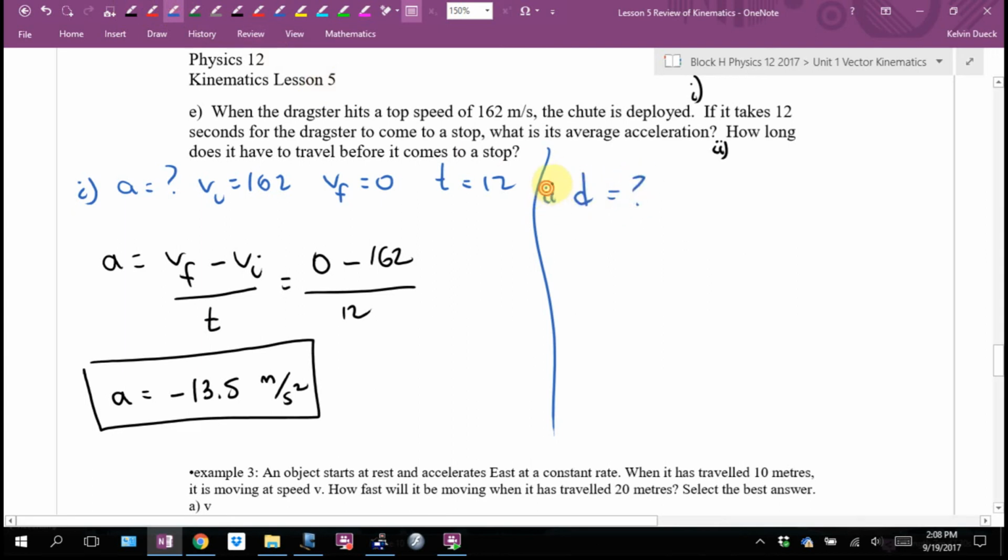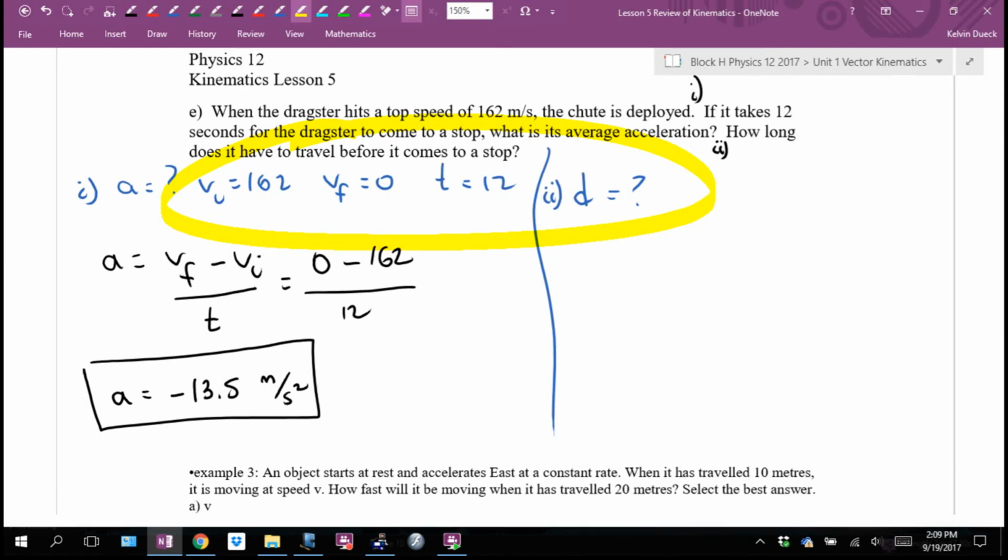Here's part 2. I'm not going to relist my data. Instead, I'm going to say, hey, is there an equation? Now, there is an equation that has a D, a VI, a VF, and a T. This is the one that we hardly ever used last year. This is the D equals 1/2 bracket VI plus VF times T. It's not on your formula sheet this year. You can use it if you remember it, but it's redundant.